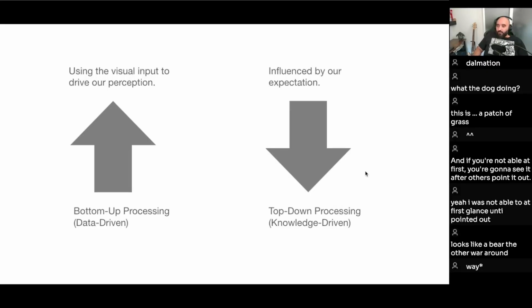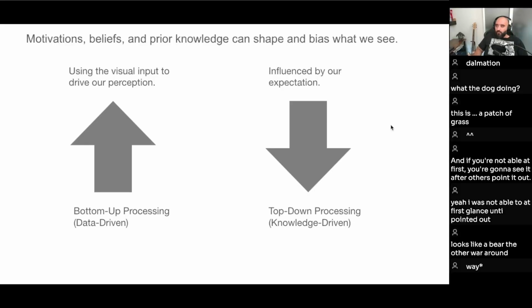Right? So the bottom-up processing is using our visual input to drive our perception, but then the top-down is influenced by our expectations and our knowledge. Other things such as motivation, beliefs, and prior knowledge can shape and bias what we see.